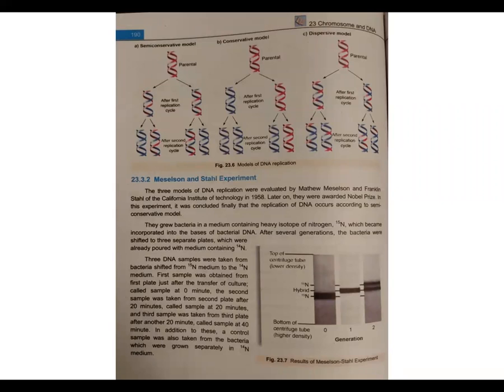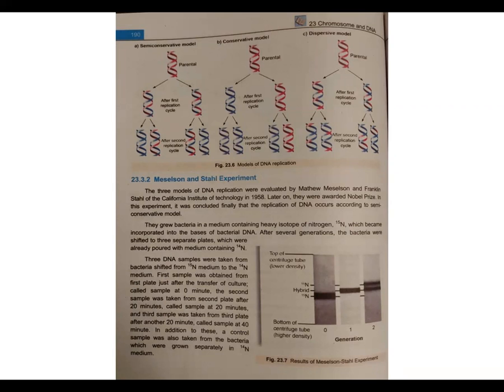Meselson and Stahl proved semi-conservative replication by using a heavy isotope of nitrogen, N15, which became incorporated into the bacterial DNA. After several generations, the bacteria were shifted from the N15 to the N14 medium, and this proved that DNA replication was semi-conservative. How exactly did they prove this?